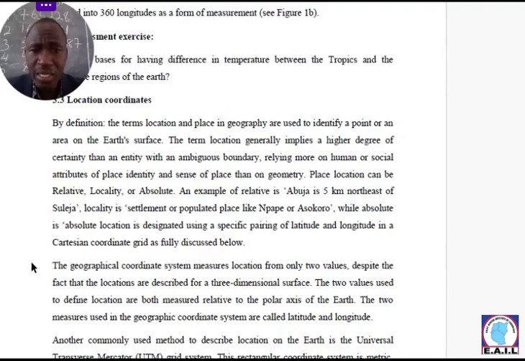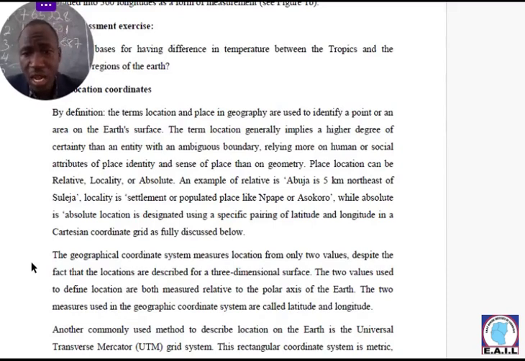When we look at location coordinates, we mainly use around 3 criteria. Therefore, we shall be looking at locating places. A place can be located using what we call relative, locality, then absolute. With the absolute, we emphasize that it uses a specific pairing of latitudes and longitudes.